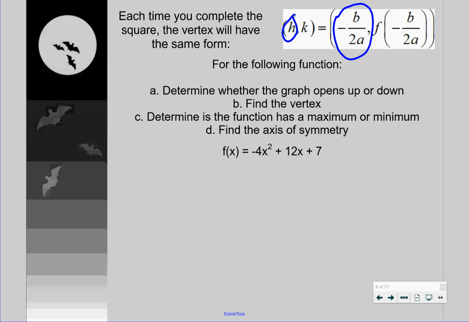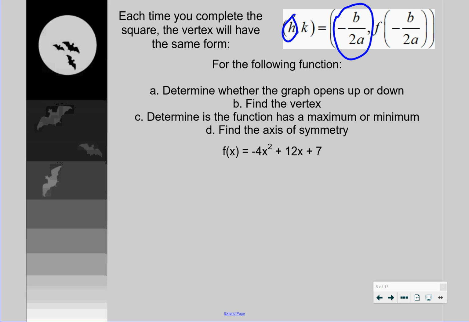The reason we don't really worry about the second half of this formula is once you have the x coordinate of any point, to get the y coordinate, you just plug it in, right? That's all that really is saying. f of negative b over 2a means take your x coordinate and plug it into the function to get the y coordinate that goes with it. All right, so let's try it with this function at the bottom here.